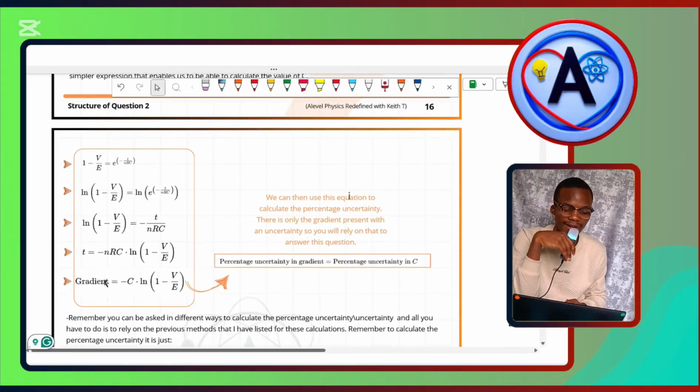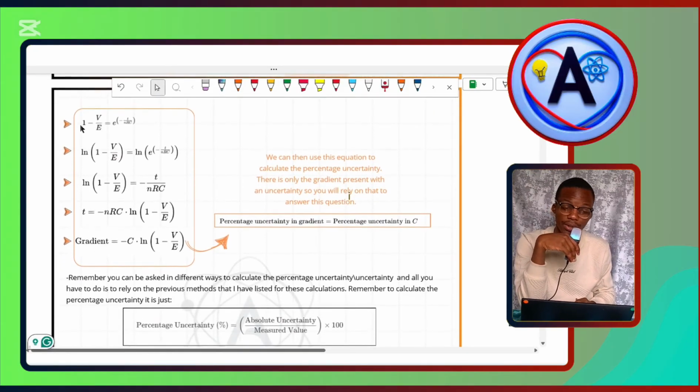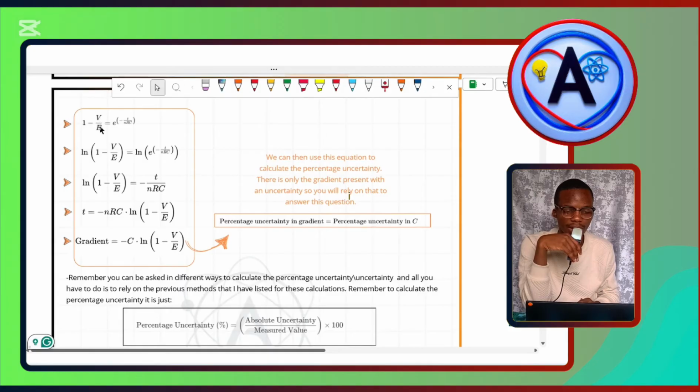So for example, if I have this equation, 1 minus V over E is equal to e to the power of negative t over nRC. I introduce ln on both sides, right, over here. I have ln of 1 minus V over E is equal to negative t over nRC. Then I make t the subject of the formula: negative nRC times ln of 1 minus V over E. So essentially, I just multiplied this to the other side.